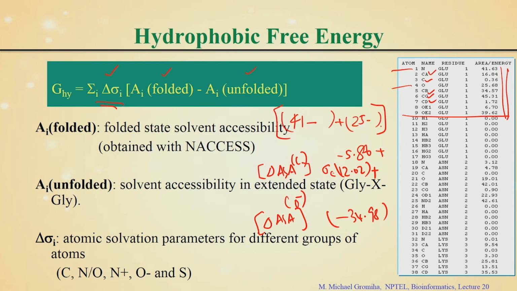For each atom type you get the difference and multiply it with the atomic solvation parameters. So this is the folded state, the unfolded state, multiply, then you will get the values. Do it for all the residues and add up everything together, then you will get the value for the GHY for all the atoms in a particular protein. So easily you can calculate.